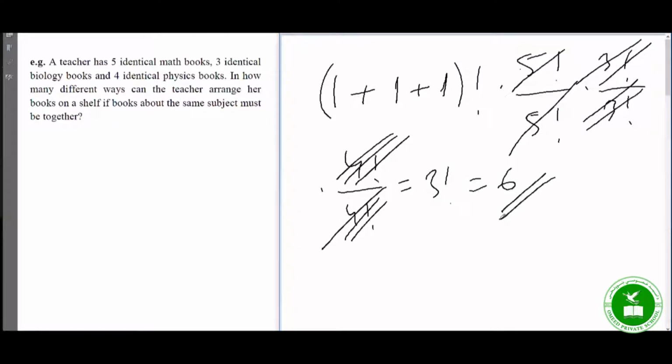So how many different arrangements or permutations do we have for these books, as written in the example? There are 6 different permutations for these.